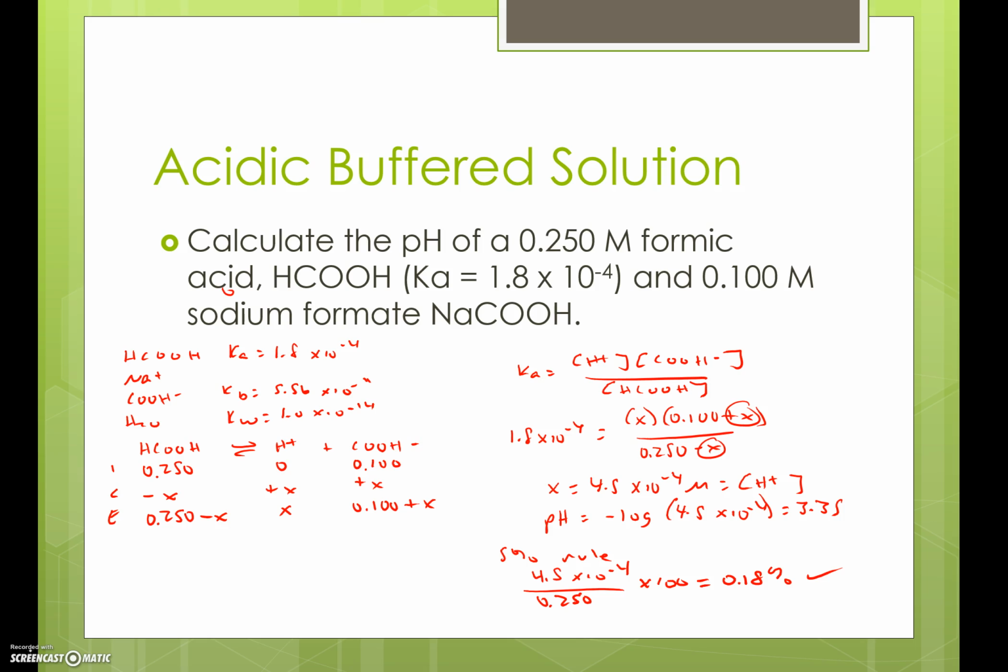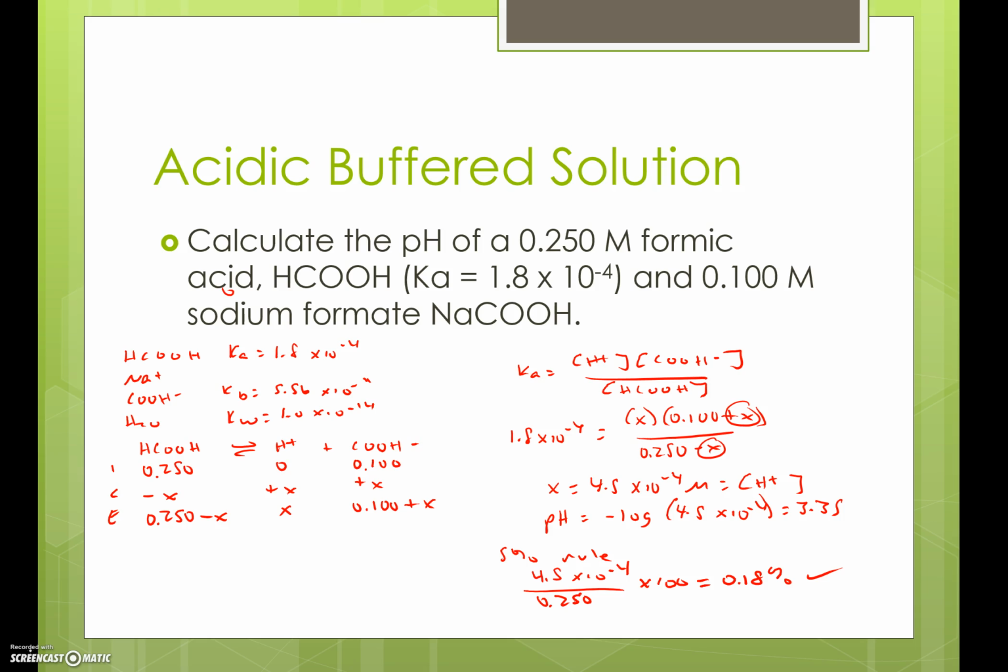So when we look at our substances, we're going to be starting with our formic acid since it's got the largest of the K values. So we're going to write our dissociation equation for our formic acid, fill in our ICE chart, and then write our K expression. We'll plug in X for our hydrogen ion concentration, 0.100 plus X for our formate ion concentration, and 0.250 minus X for our formic acid. We'll assume that our X's are insignificant relative to the initial concentration of our formic acid and our formate ion.